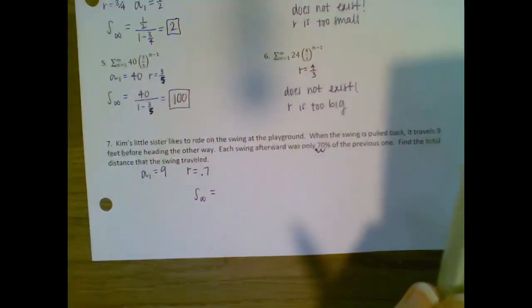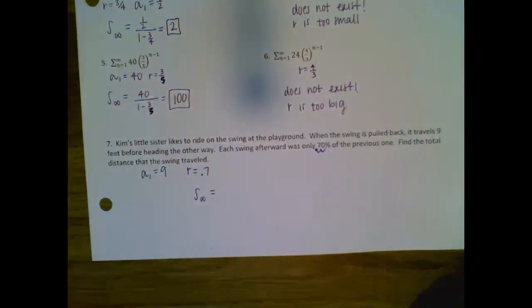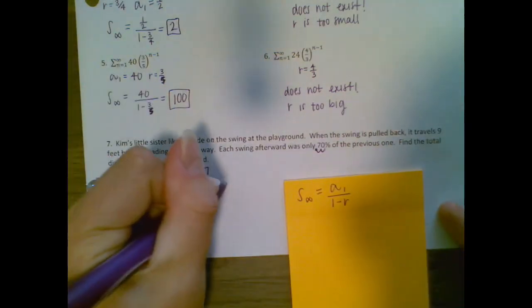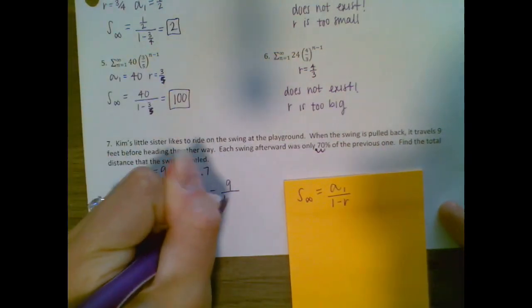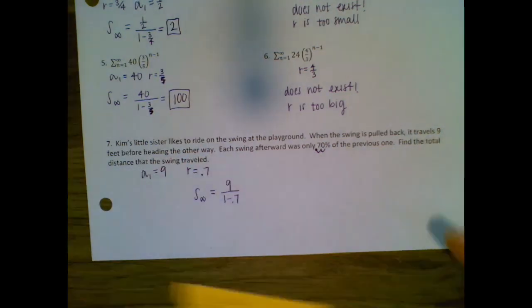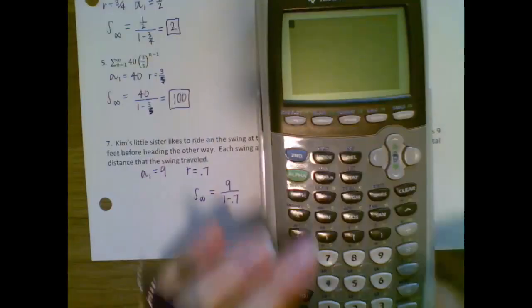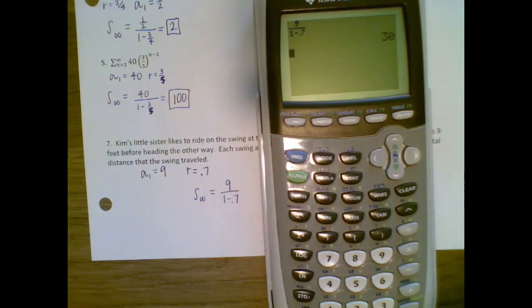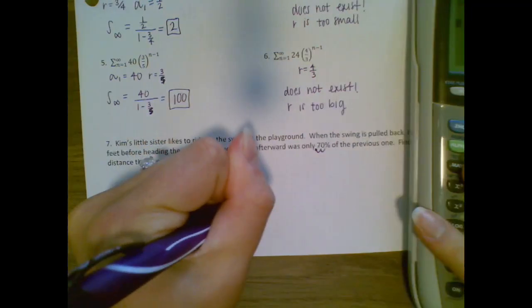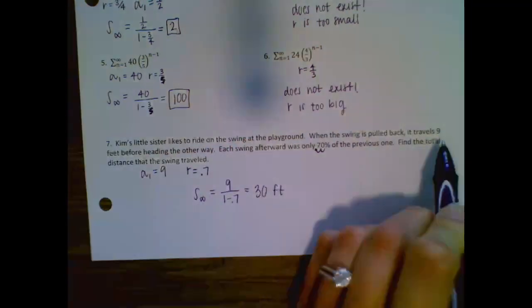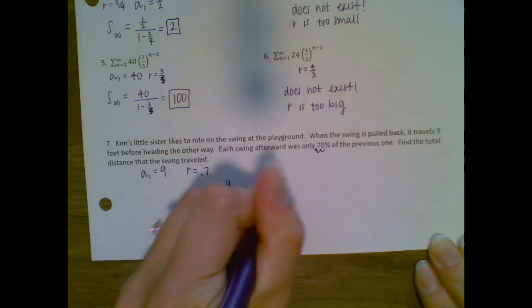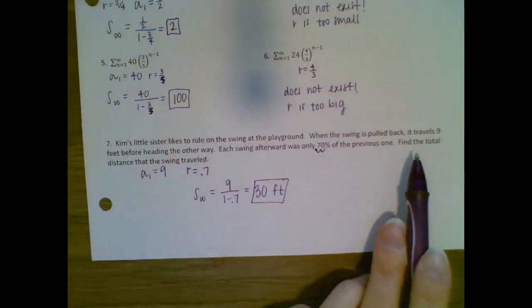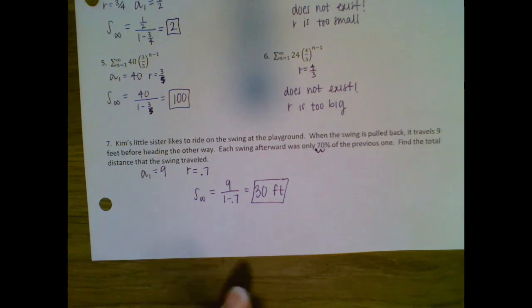So I'm just going to go ahead and plug this in, or do my setup. So here's my formula. So a sub 1 is 9 over 1 minus 0.7, because that's my r value. So I have 9 over 1 minus 0.7. So 30 feet, because we were at 9 feet. So we got to include units when we are doing application problems. So the total distance that the swing travels is 30 feet. Okay? On to the back.